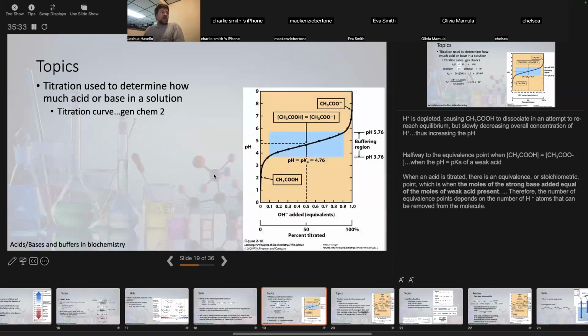Hopefully everyone remembers titration curves from Gen Chem and Gen Chem 2. This is meant to be a stereotypical titration of a weak acid. We have our OH added equivalents down here. For each of these ticks on the x-axis, more and more OH has been added to solution. On the y-axis, we have our pH. If we follow the pH as we add more and more hydroxide ions, we can see that initially the pH increases very quickly, and then it slows. And then at some point later on, it also increases very quickly.